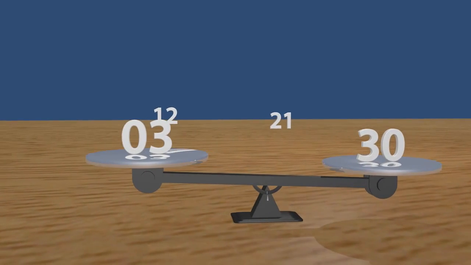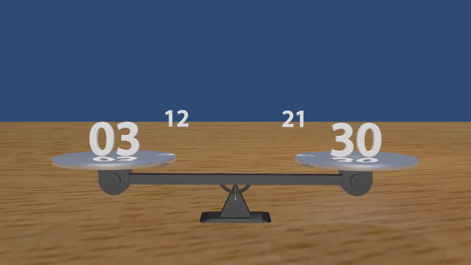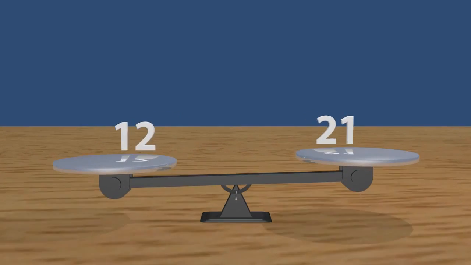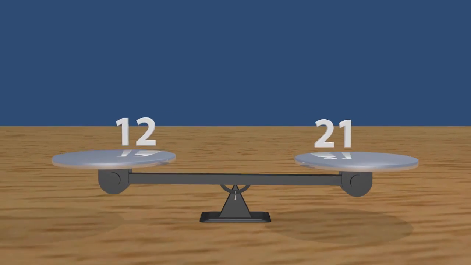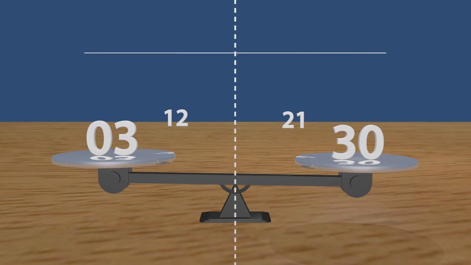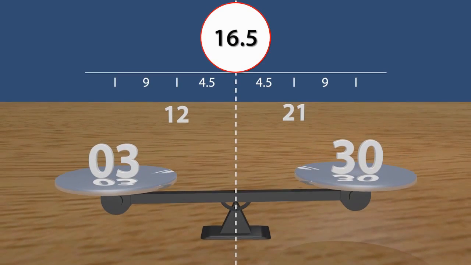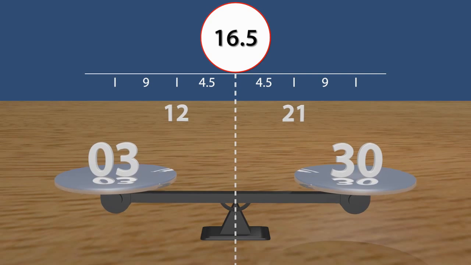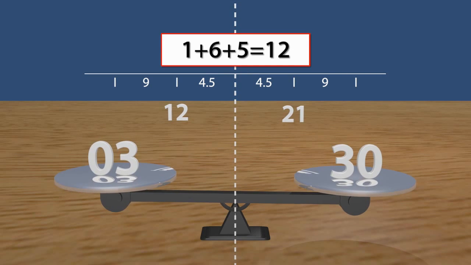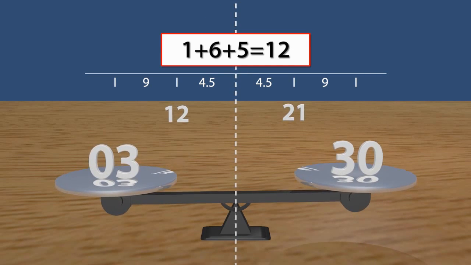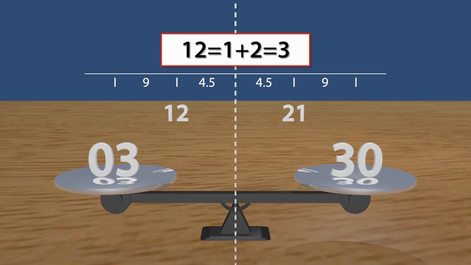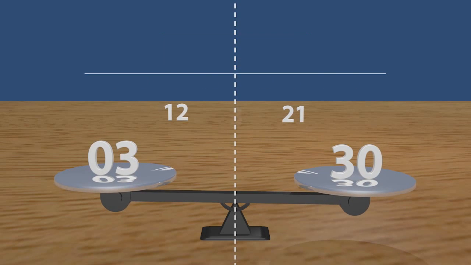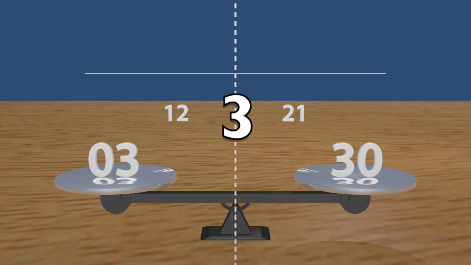Here's 3 analyzed against its mirrored self, 30. Note 12, 1 plus 2, is a mirror of 21, 2 plus 1. Both equal 3. 16.5 also sums to 3. 1 plus 6 plus 5 is 12, and 12 reduces to 3. 3 is the digital root throughout its entire scale.